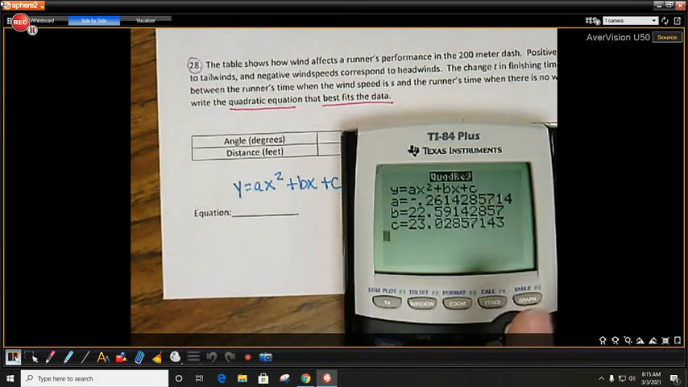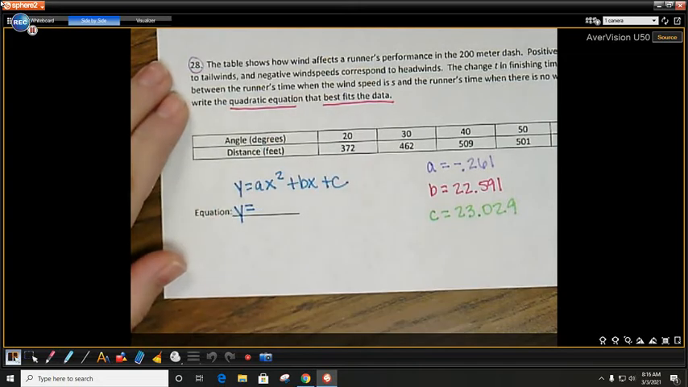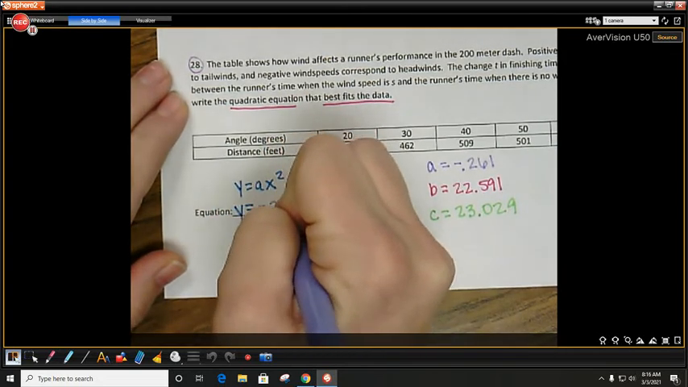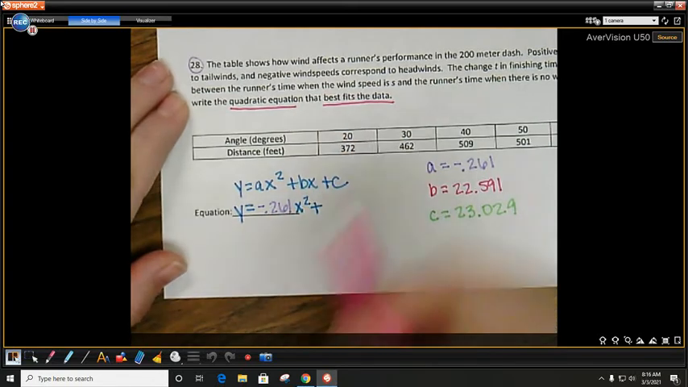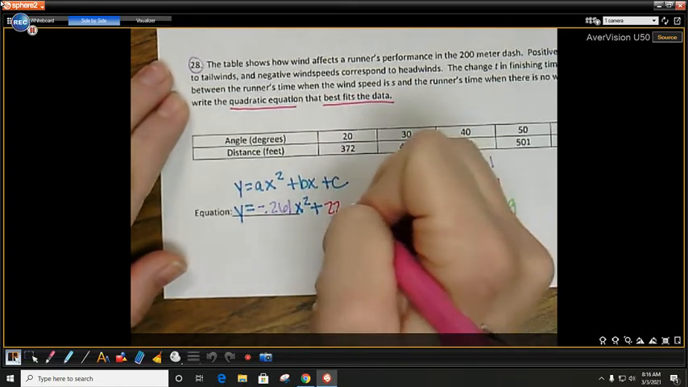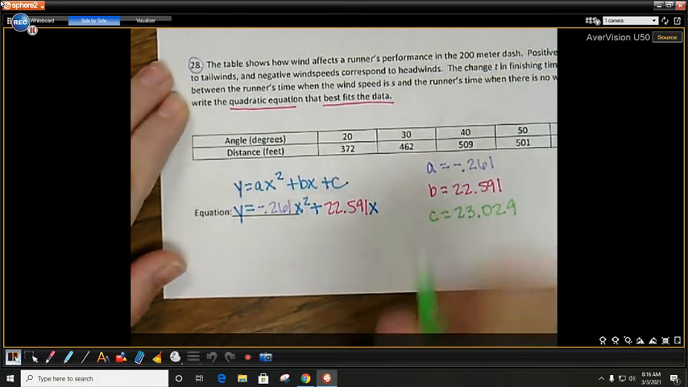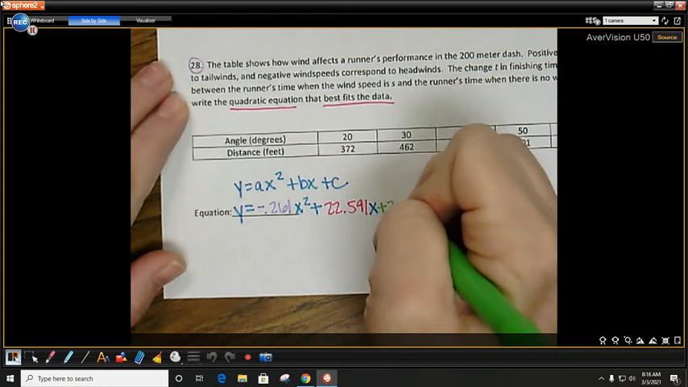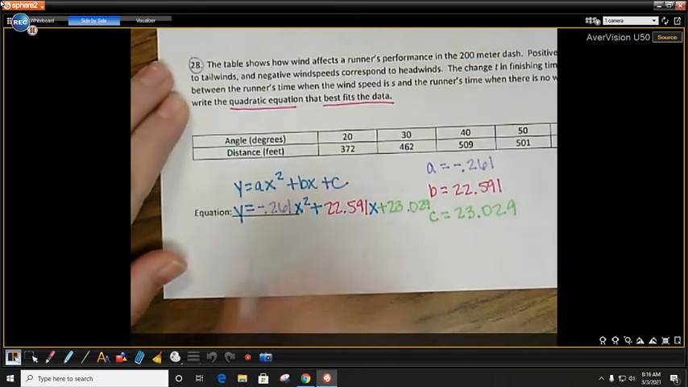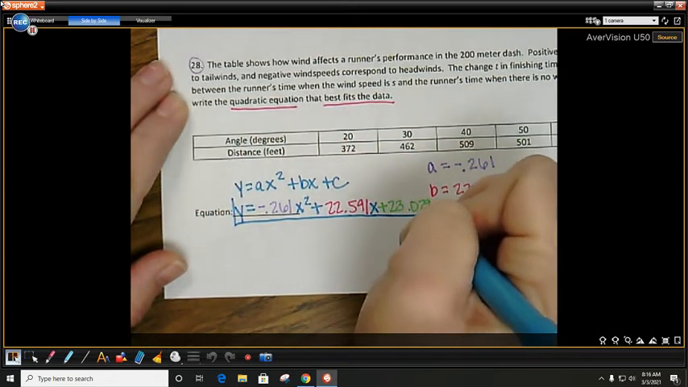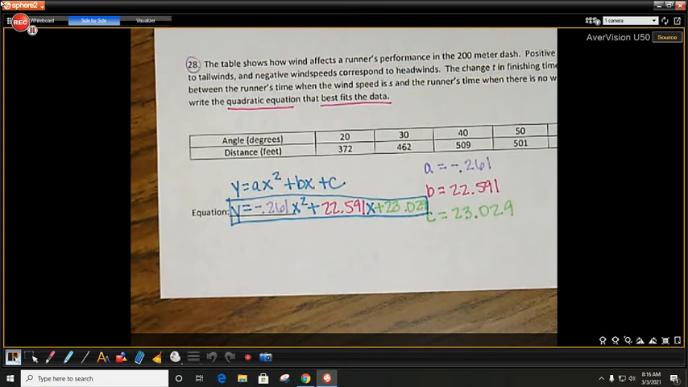Okay, so we're going to just substitute our values in. Y equals a, which is negative 0.261, x squared, plus b, which is 22.591x, plus c, we're kind of running out of room, so plus 23.029. Sorry, I kind of had to smush it in there a little bit. So there we go. That is your quadratic regression equation.